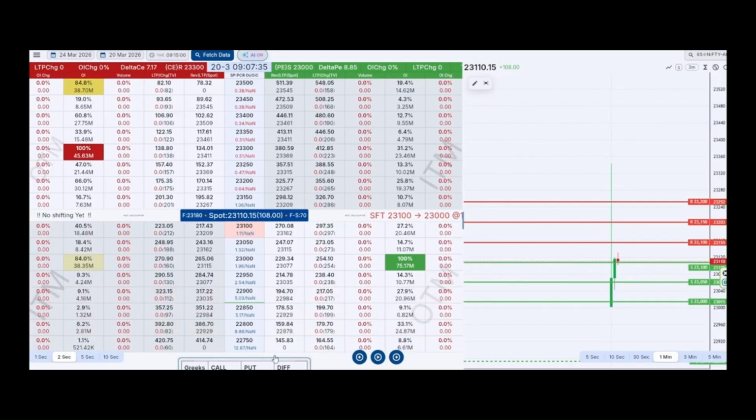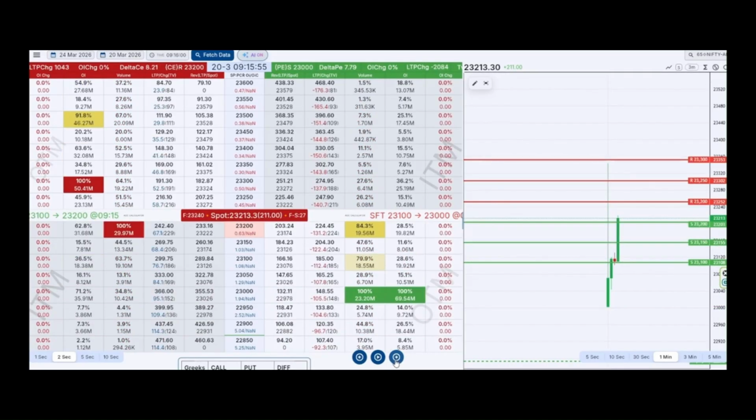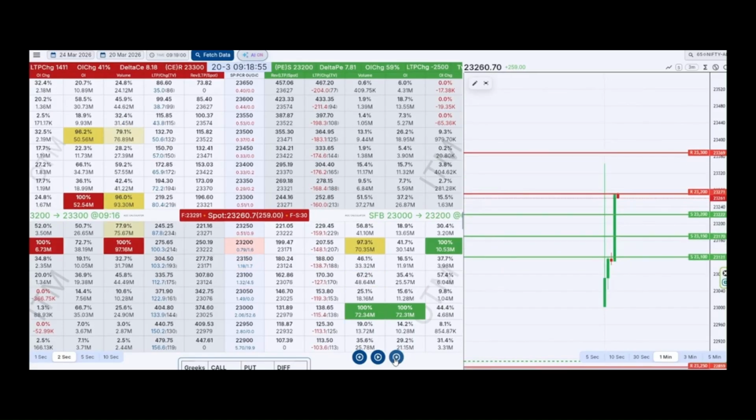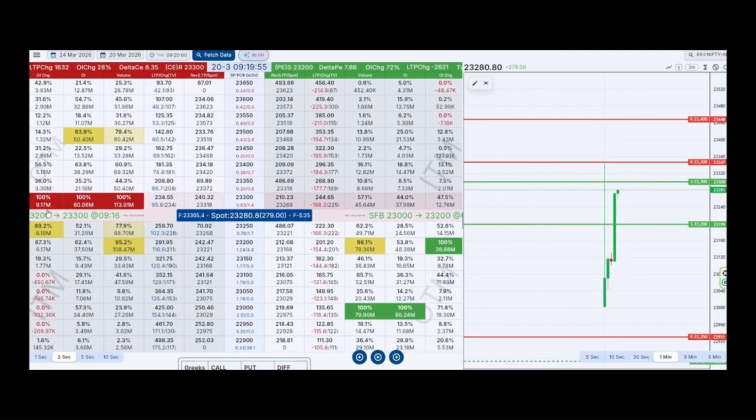Now let's look at another example of a top reversal. We will analyze the data step by step until all the conditions are met. First, let me remind you of the top reversal conditions. For a top reversal, we should have a strong resistance strike. One of the strike prices must clearly show strong values with high call volume, high call OI, and high call OI change. Let's analyze the data.